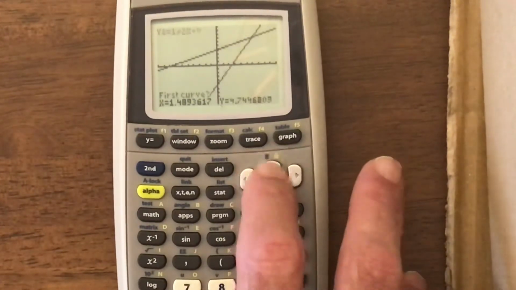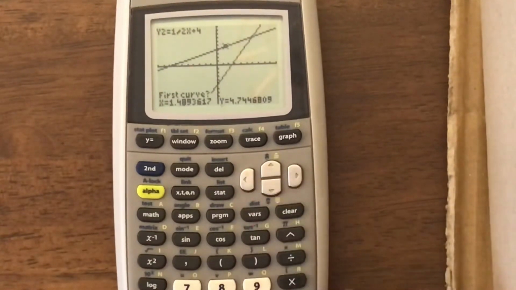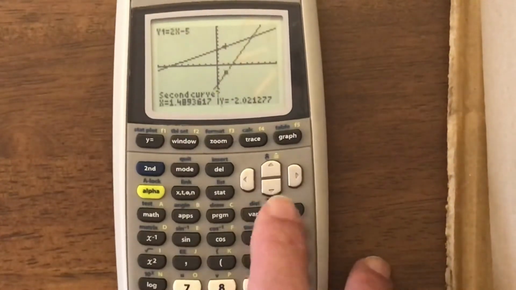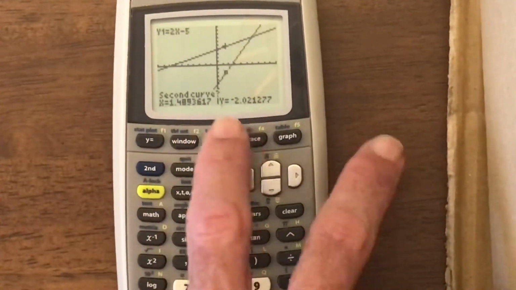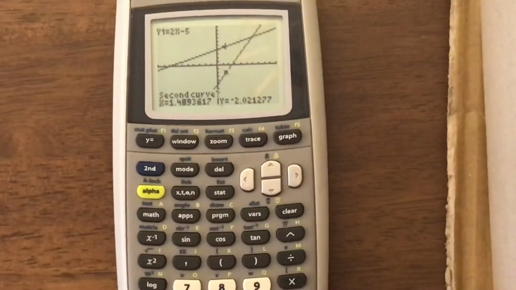It doesn't matter which one I choose first for the first curve, so I'm going to put it on that curve and press enter. And now it says second curve. So I'm going to put it on the other line and press enter. And of course it's quite obvious, but if we had 3 or 4 lines in this graph, then it would be useful to be able to choose the two curves.